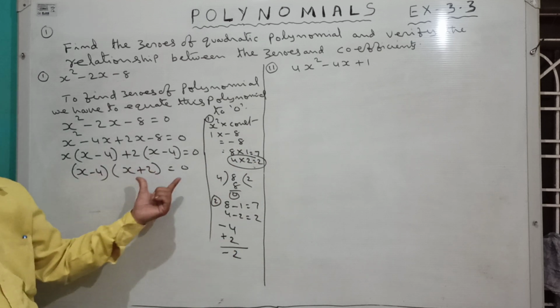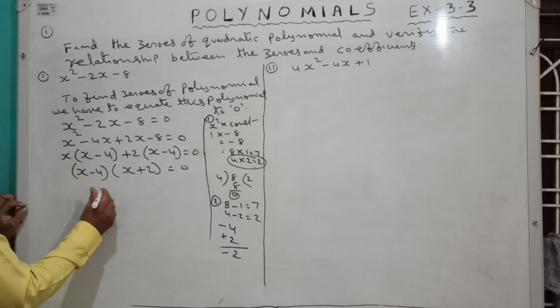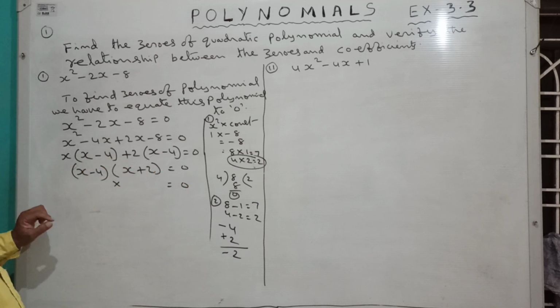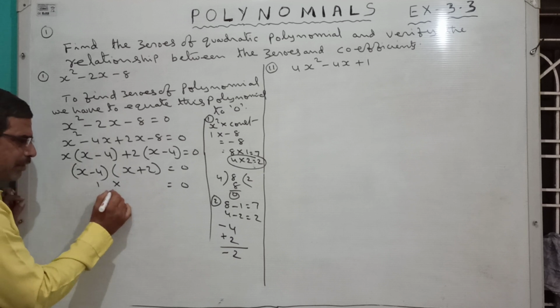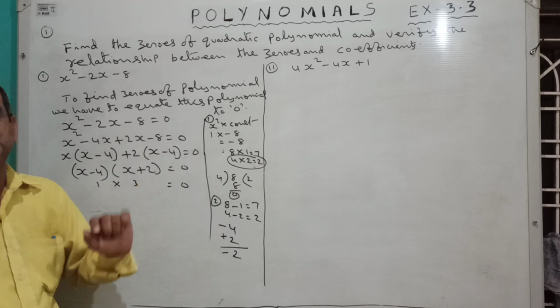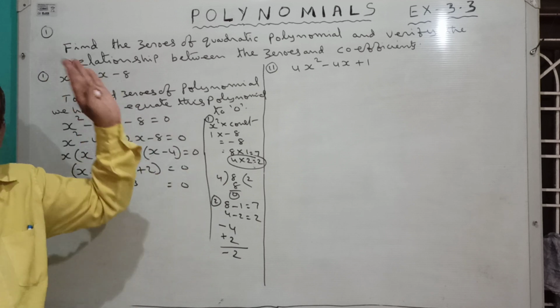Either this value or that value. Because here is the multiplication symbol, the final answer is 0. If I write here 1, here 3, means 1 3s are 3, not 0. But 0 should come.